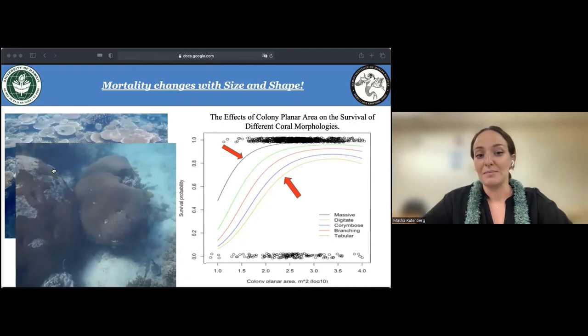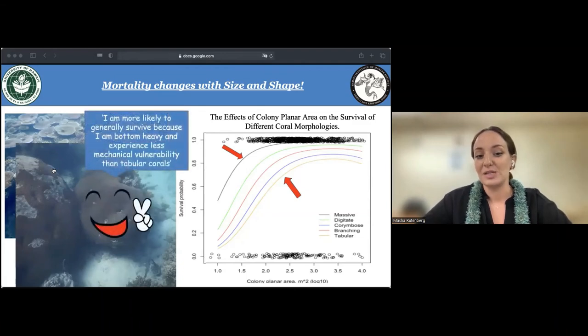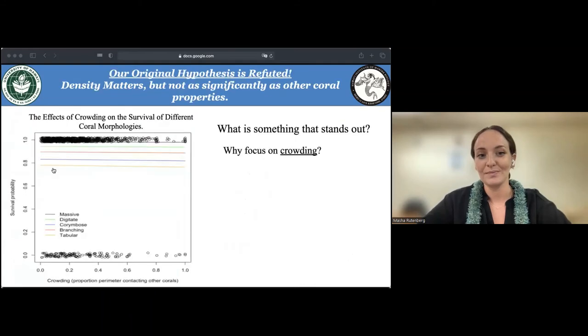This can be explained by the mechanical vulnerability of specific morphology and size classes. Tabular corals will experience mortality as they get larger due to their top-heavy form. This led me to ask, does density influence different morphologies?